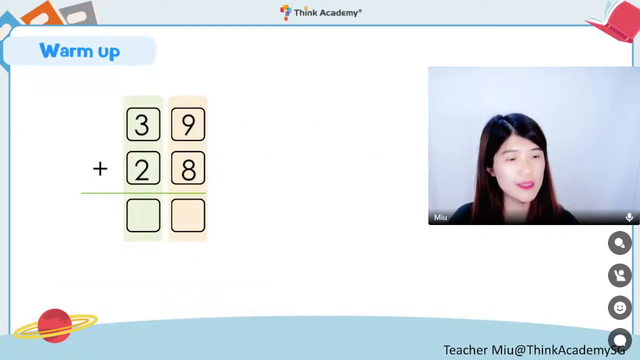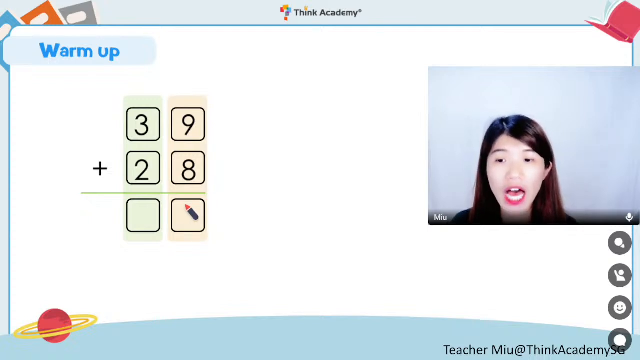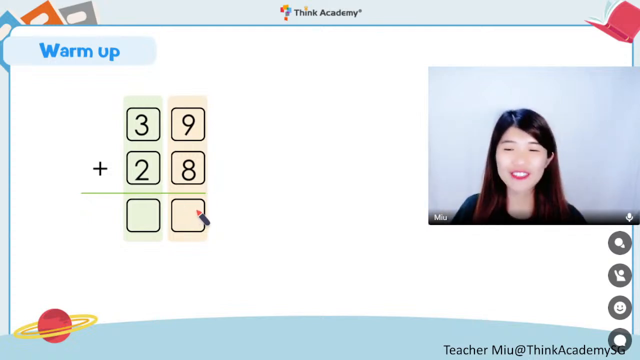The ones place says like a plus 9, that gives me 17. So I put it here. And then 3 plus 2, that gives me 5. So the answer is 517. Am I right? Seriously? Am I right? Not really. What's going on? Guys, don't forget, for each of the box, I can only put a 1 digit. Well done. I can only put 1 digit.